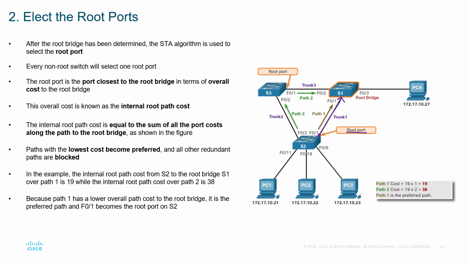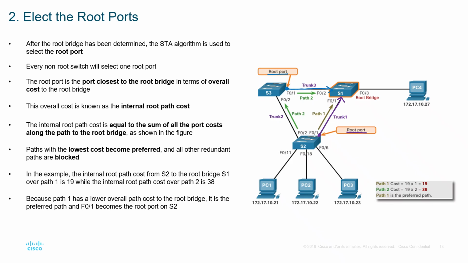Likewise, on S3, you can also see that F01 is a direct connection to S1. So on S3, F01 is also designated as your root port. Okay, so step 2 is now complete.